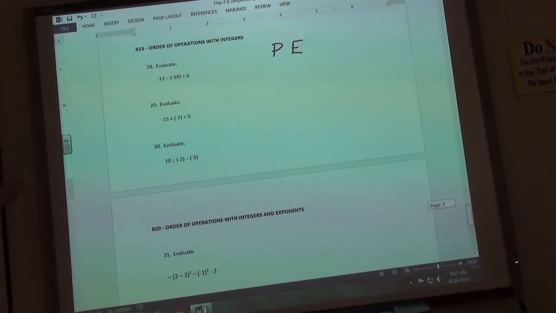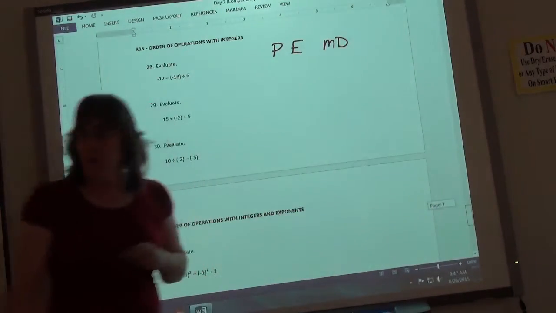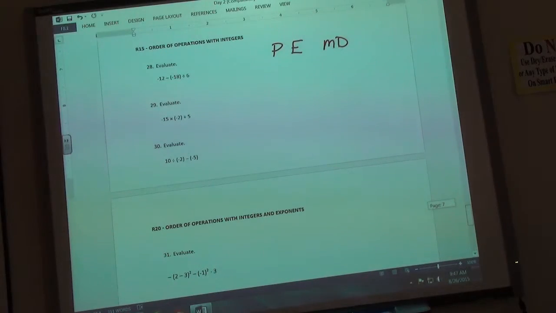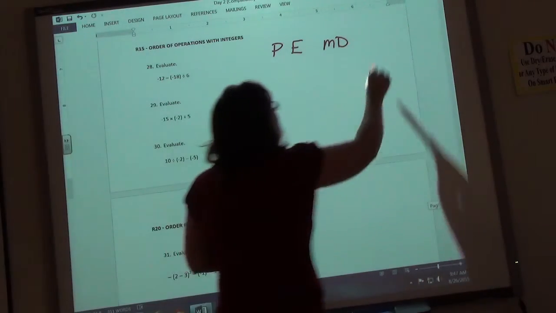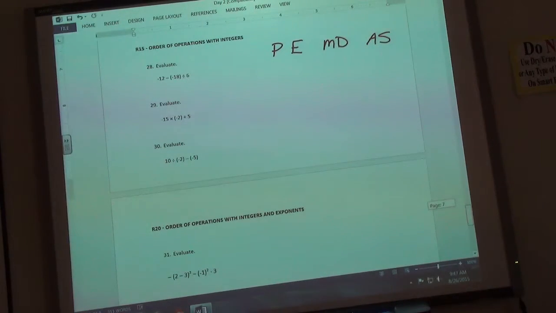Again, none of these ones here are going to have exponents yet. The next thing you do is multiplying and dividing from left to right. That's where we're going to start with these ones. The last step in our order of operations, adding and subtracting from left to right.